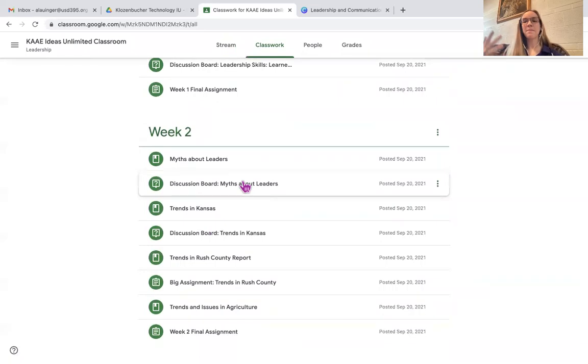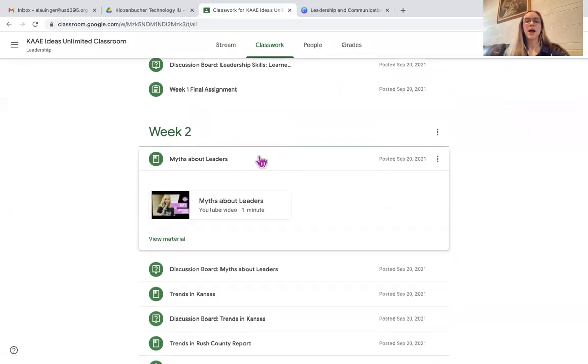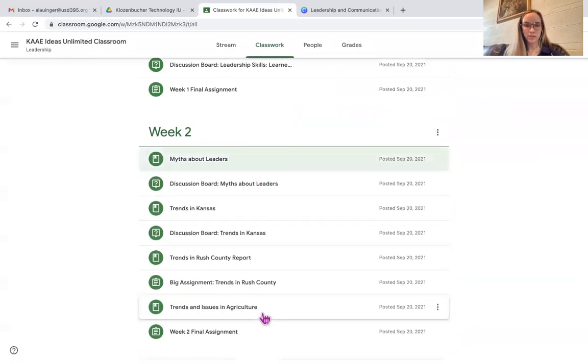When we set up this nested class, I set up the week all at once. So I have my 4 days of the week because I see them 4 days. I have a block day in the middle. So I set up each day. This specific week, this is the Monday, which is myths about leaders. This is that Tuesday, which is trends in Kansas. This is my Wednesday, which is a big project or my 90-minute classroom. And then my last one is the trends and issues.